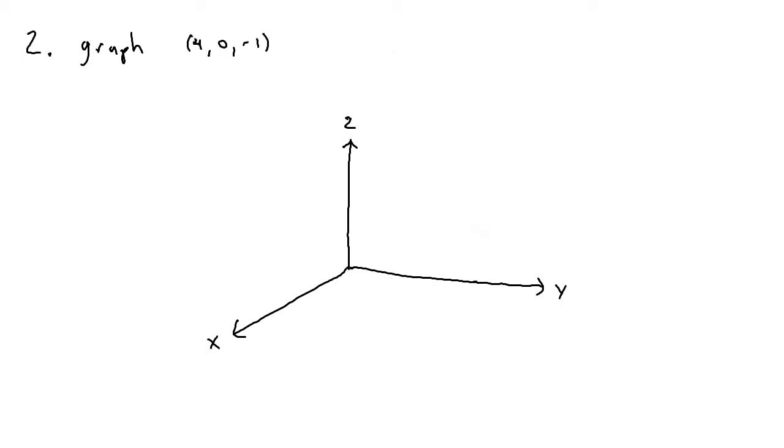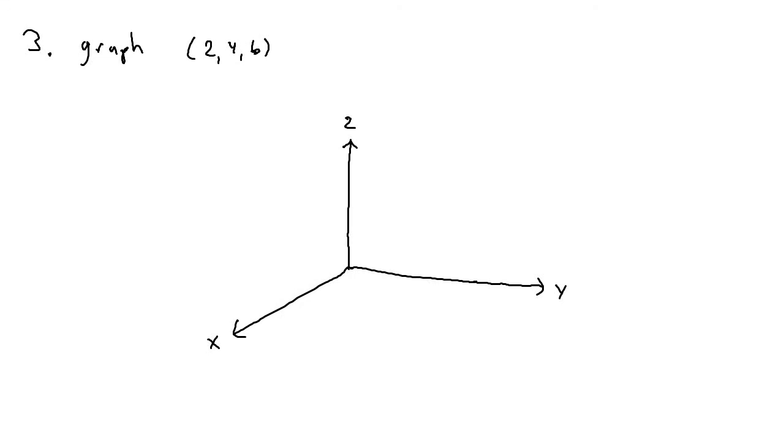Now for number 2, we have 4, 0, negative 1. Obviously we start with the x value here, 4. So we're going to go positive 4 on the x-axis. So right here. And the y value is 0, so we don't go anywhere on the y value. We just stay there. And then notice the z value is not a positive 1, but a negative 1. So we're going to have to go down the z-axis, negative 1. So let me extend the z-axis in the negative direction, and we're basically going to go down 1. So the coordinate will look something like this at this position.